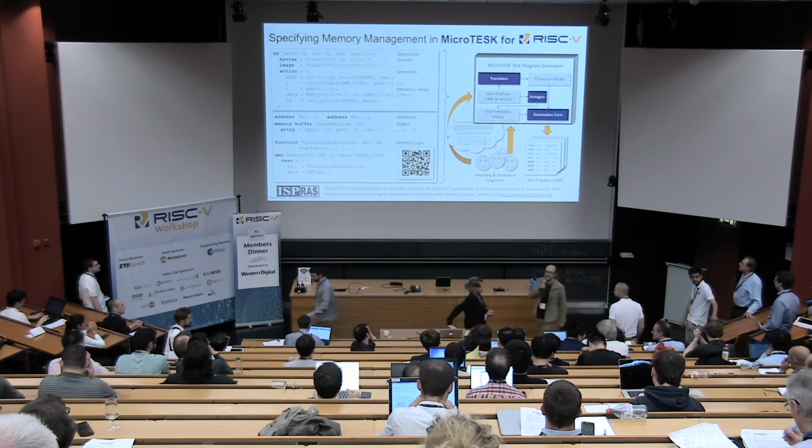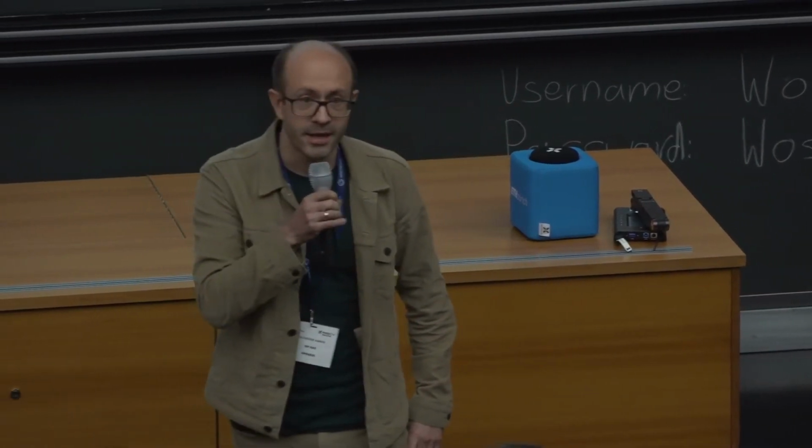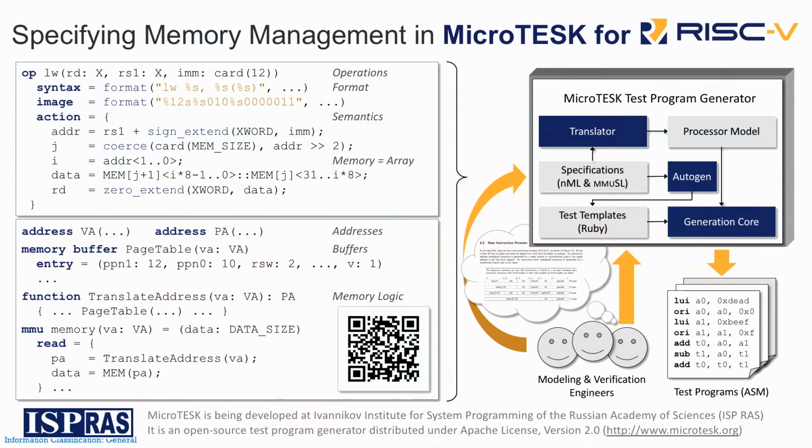Hello, everybody. My name is Alexander Kamkin. I'm from the Institute for System Programming of the Russian Academy of Sciences. At the previous RISC-V events, we presented MicroTESK for RISC-V, a specification-based test program generator for microprocessors, shown on the right. It consists of an architecture-specific module describing the instruction set, constructed automatically from instruction set specifications, and architecture-agnostic generation code that implements various test generation techniques, including randomization and constraint solving.